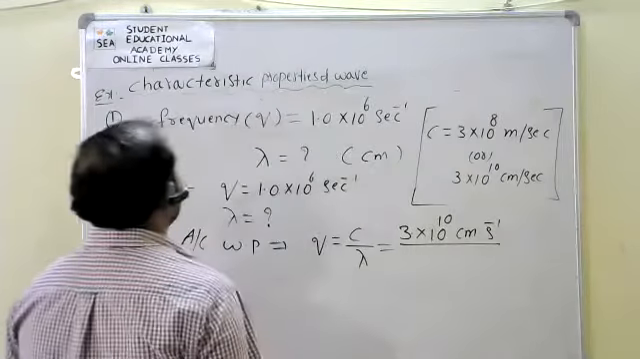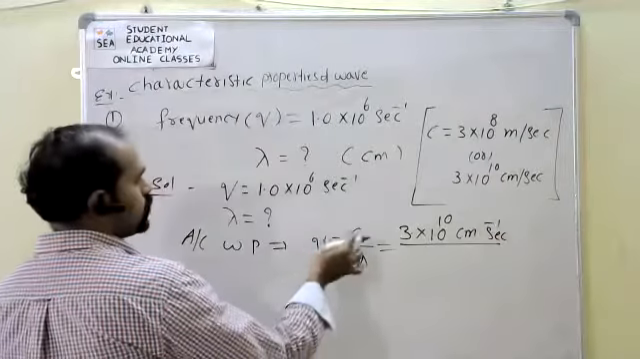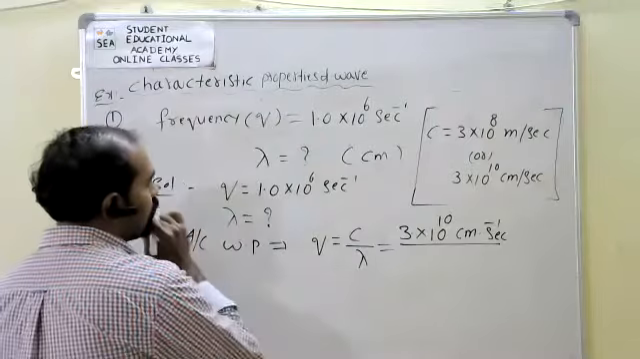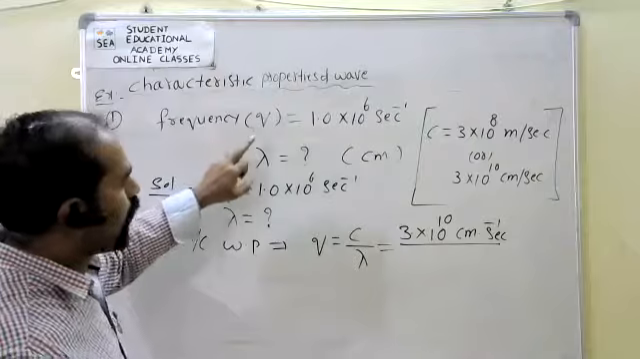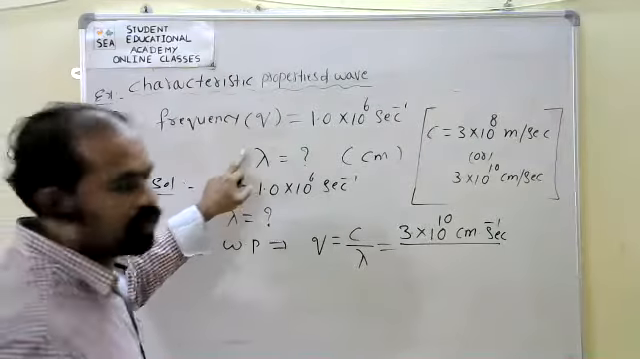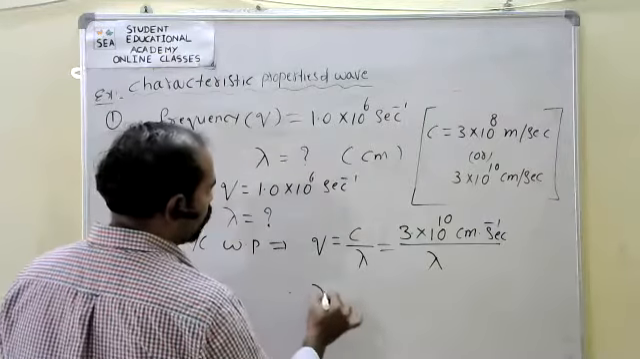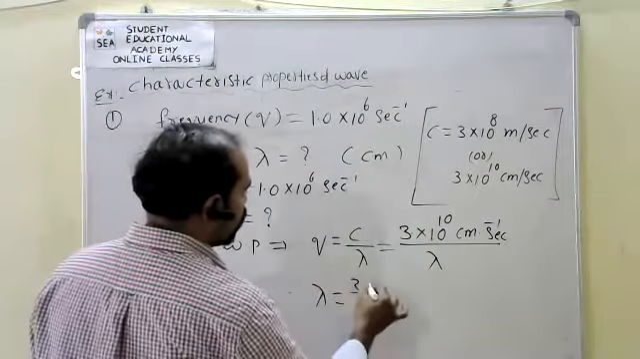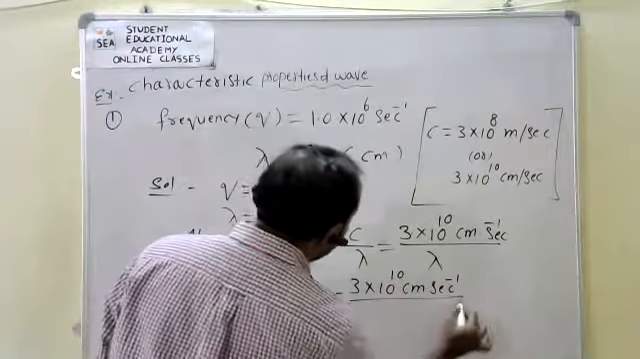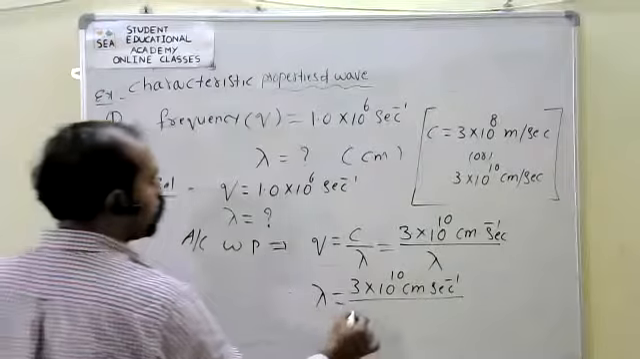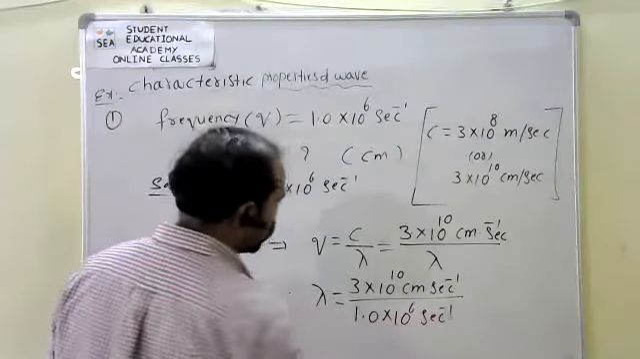Upon, what is the frequency here? C by lambda. They are given frequency, we want the lambda. C value we know, lambda required. Therefore, lambda equals to 3 into 10 power 10 centimeter second inverse upon, what is the nu value? 1.0 into 10 power 6 second inverse.